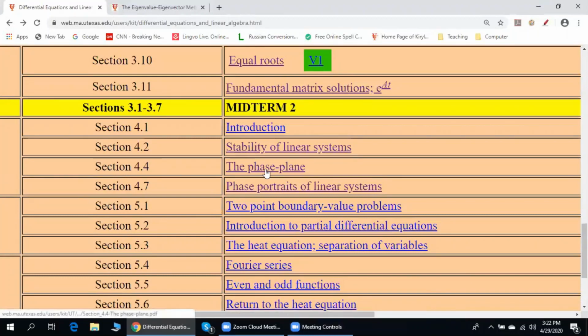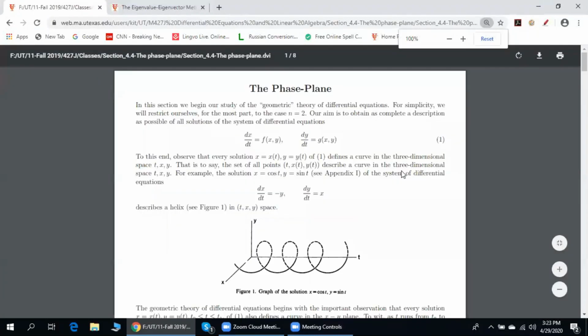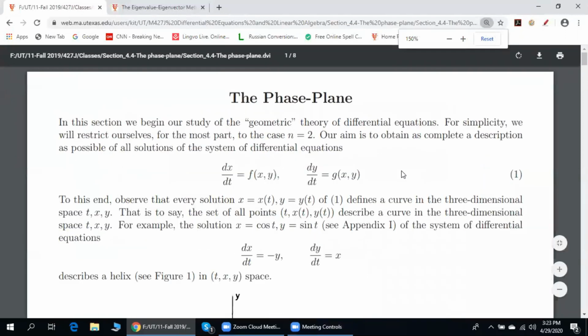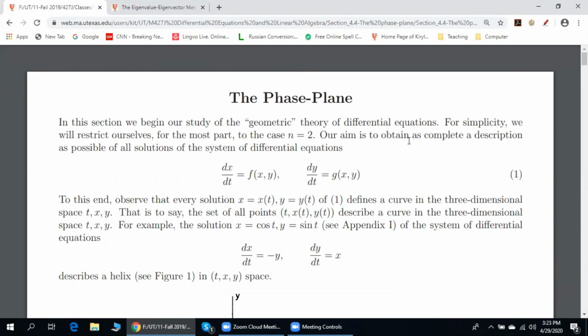Section 4.4. In this section, we discuss the following systems of differential equations. x prime is equal to f of x, y; y prime is equal to g of x, y. And we will try to graph solutions of these systems. Here is what I mean by that.